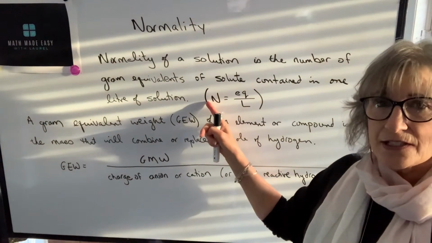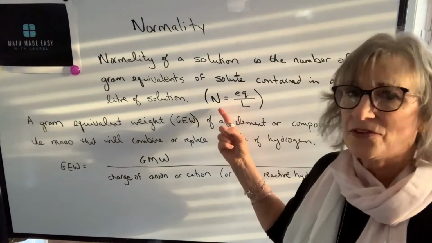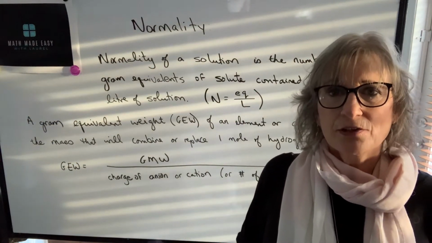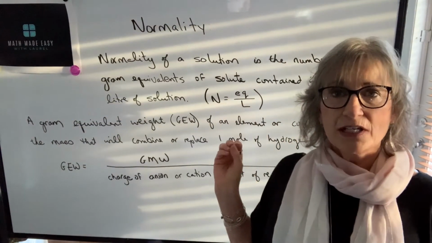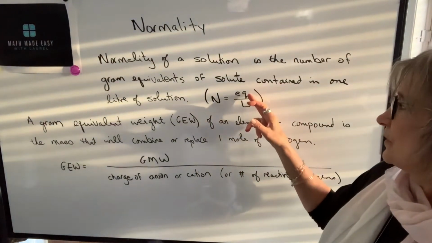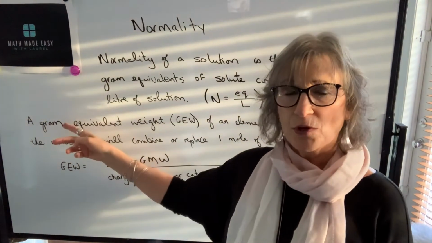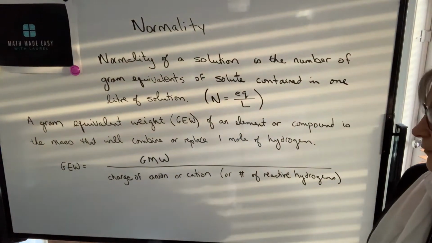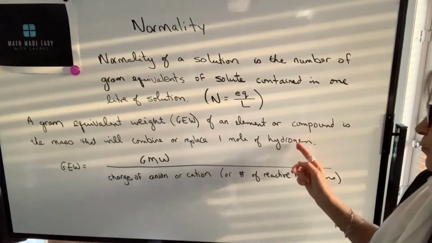Capital N is used as a symbol and it means equivalents per liter. This method of expressing concentration is very similar to molarity. With molarity, we were expressing moles per liter, and in order to do so, we needed the molar mass. This is similar, except we're going to be using equivalents per liter. And in order to do that, you need to know what the gram equivalent weight is for the element or the compound you're working with. It's going to be the mass that will combine or replace 1 mole of hydrogen.